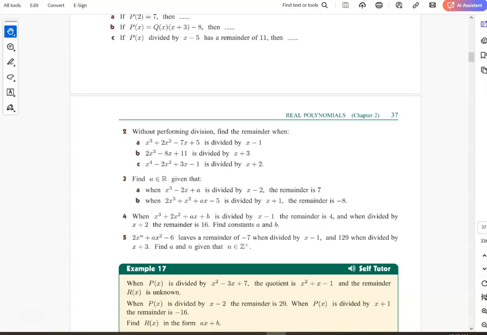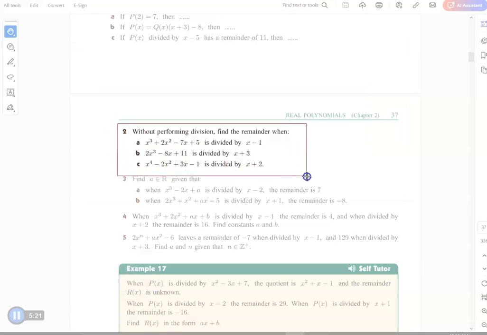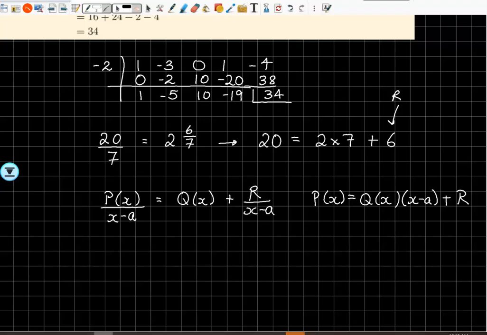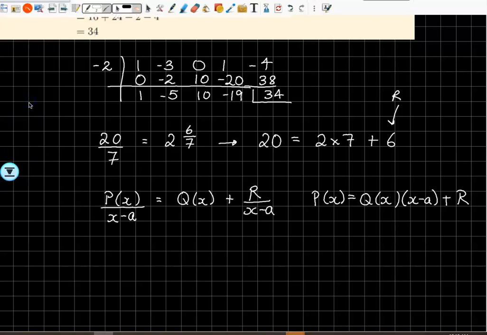Okay, so without performing division, what are they actually asking you to do here? Sub, correct. And we're going to get really good with our notation.